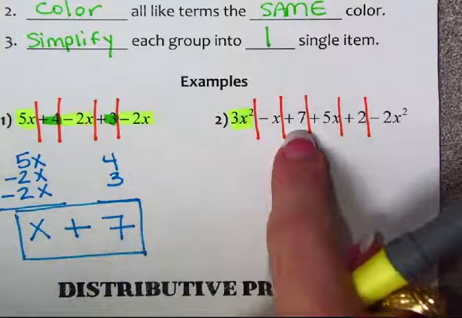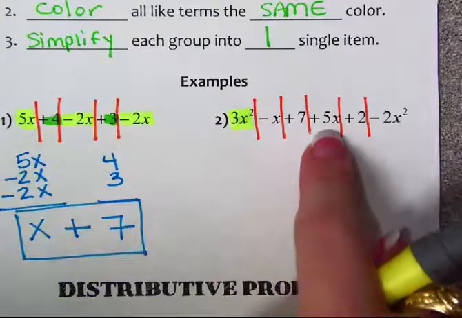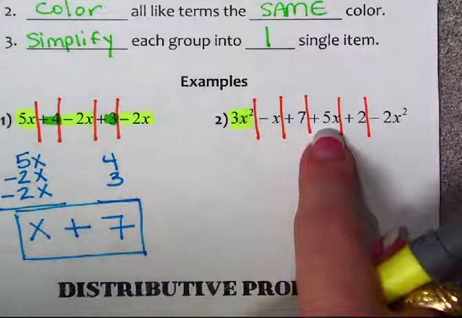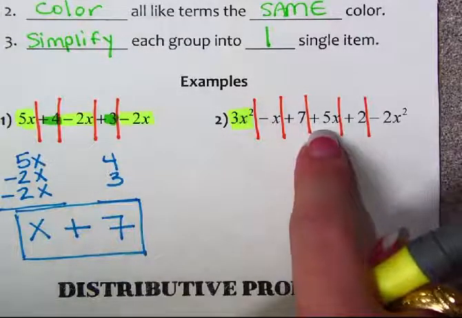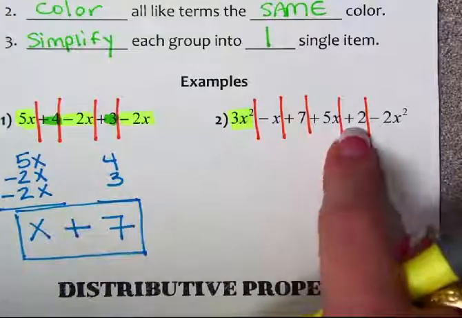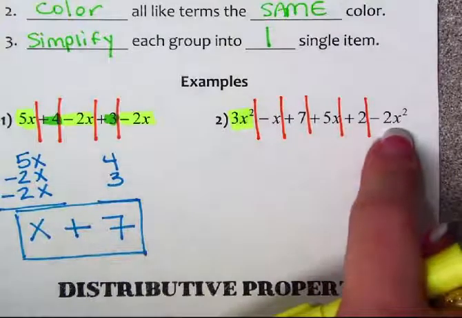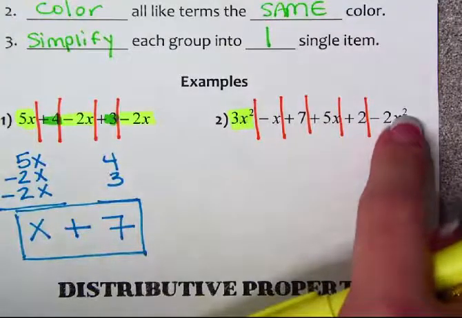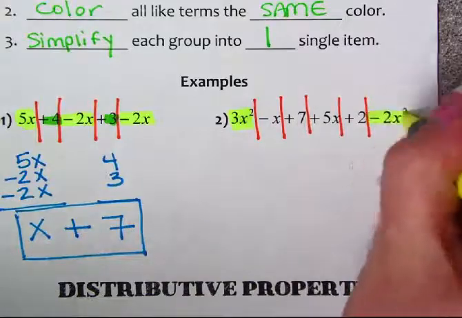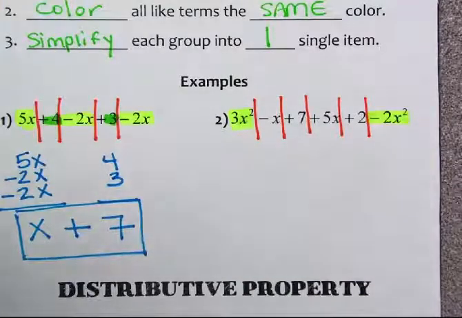The 7, nope, there's no x squared there. The 5x, nope, there's no x squared. There's an x, but it's not x squared. The 2, nope. Minus 2x squared, yes, because it has an x and the x is raised to the second power. So those are definitely like terms.